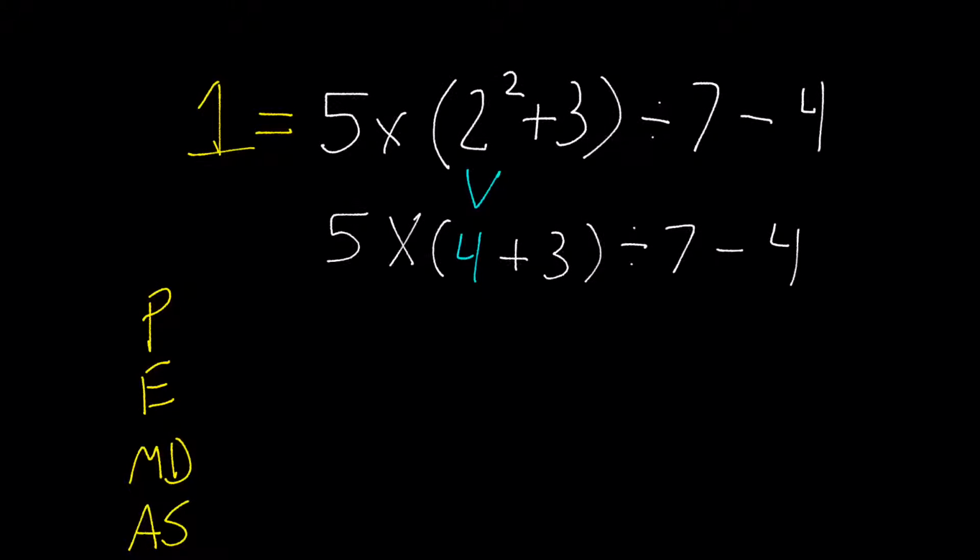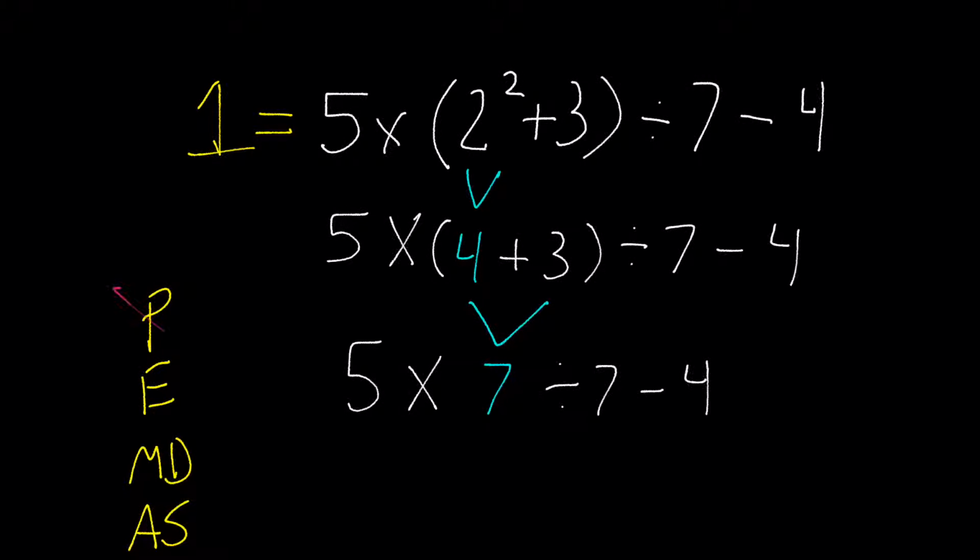So I can use my order of operations to say I have to do the parentheses first. I have to take care of that addition, so I get 7. Now I rewrite everything else, and I don't need to rewrite the parentheses, because I took care of that operation inside. The parentheses are no longer needed. So I have 5 times 7 divided by 7 minus 4 left.